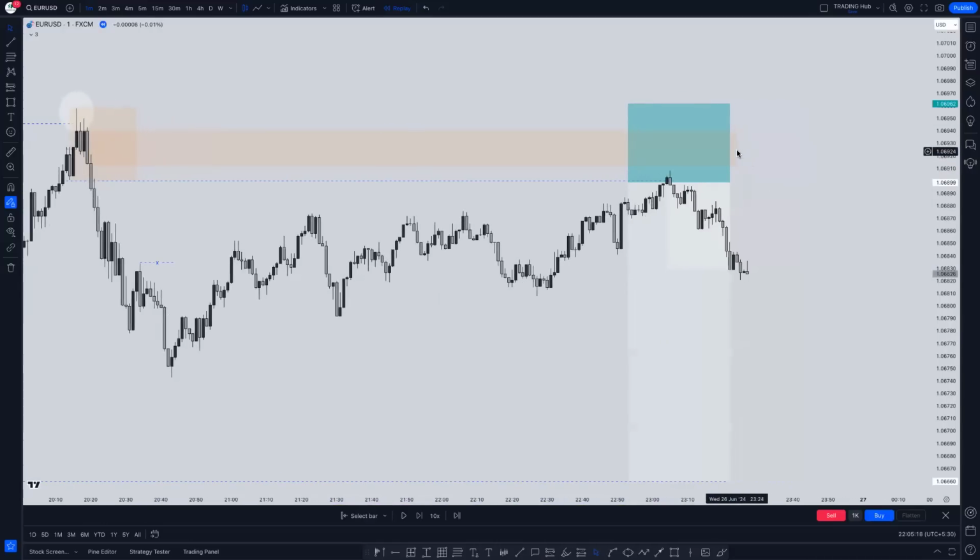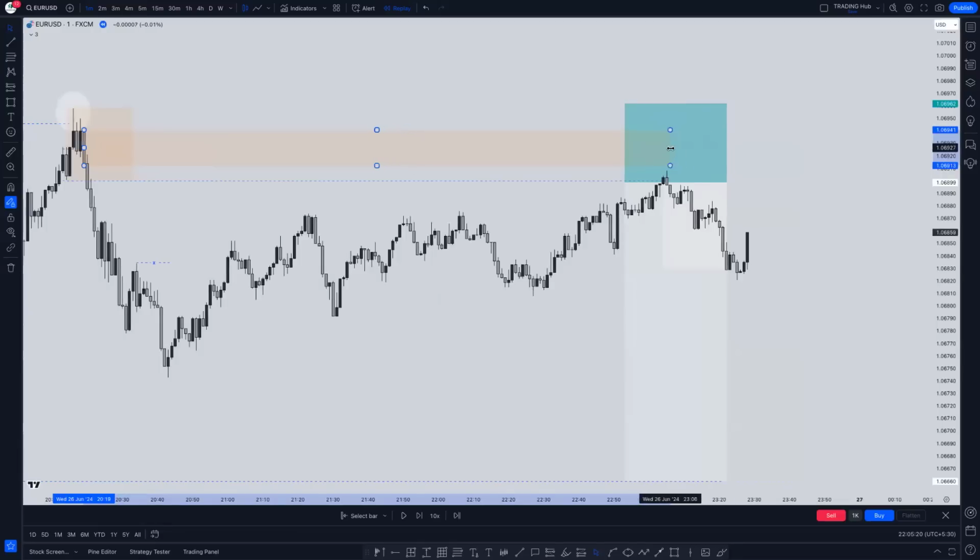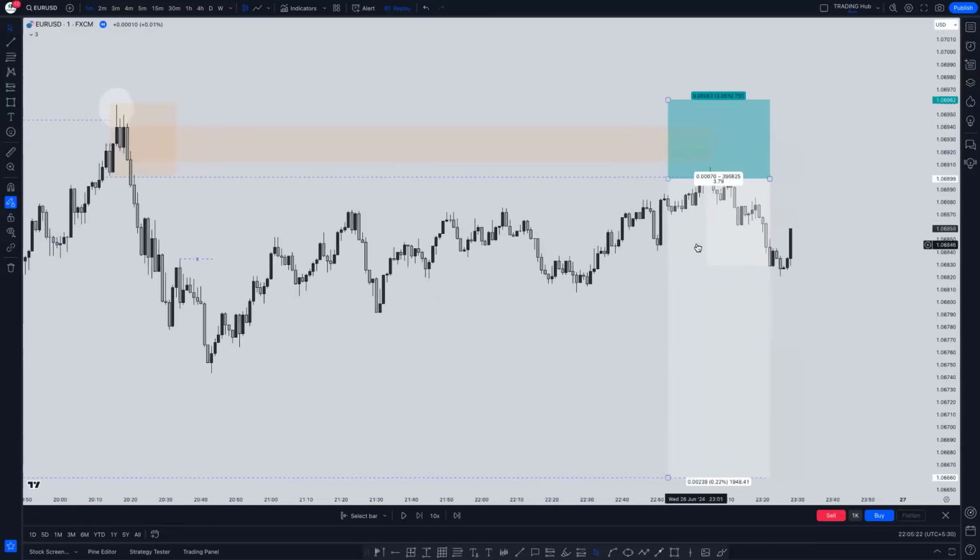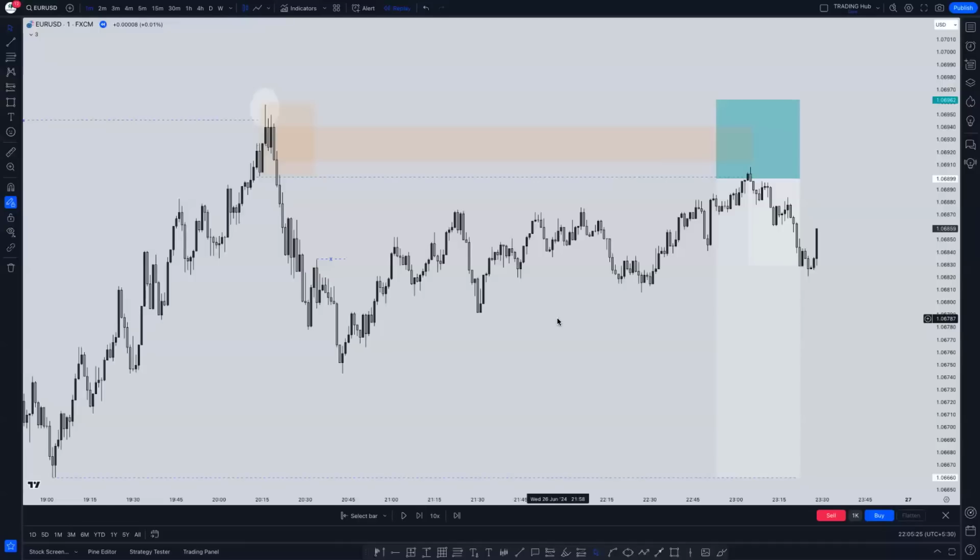You can see market did not mitigate this order block and started pushing downside here, but market is following the order flow. So if market is following the order flow, that means we can plan for the sell, putting the stop loss just above this one. And again, where is our stop loss, and when can we look for the sell setup?